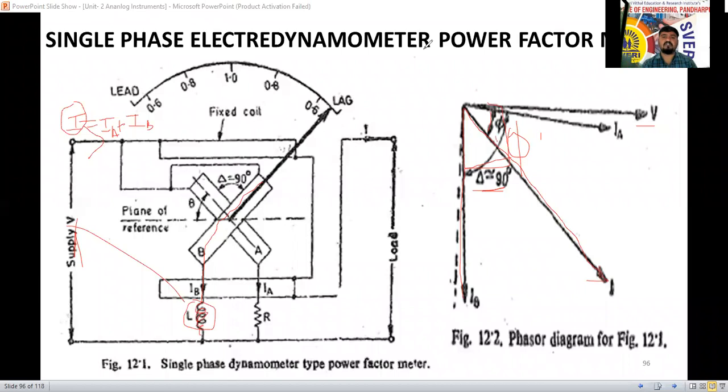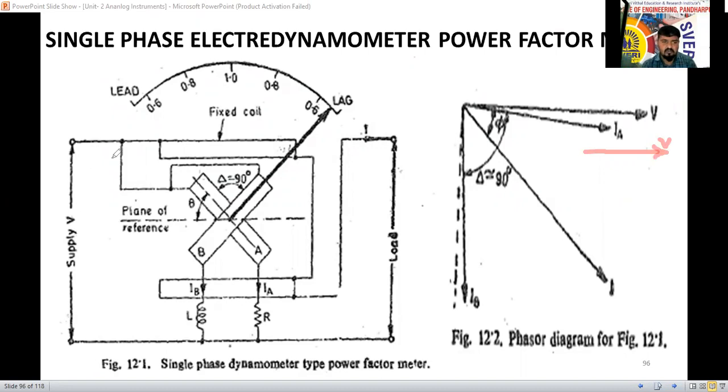This is just the construction, and I have explained how to draw the phasor diagram. If you have any doubts, I will also draw the circuit diagram and explain it. First, I will take the voltage as the reference line, drawn as a dark line. This is called V, the supply voltage, taken as the reference.